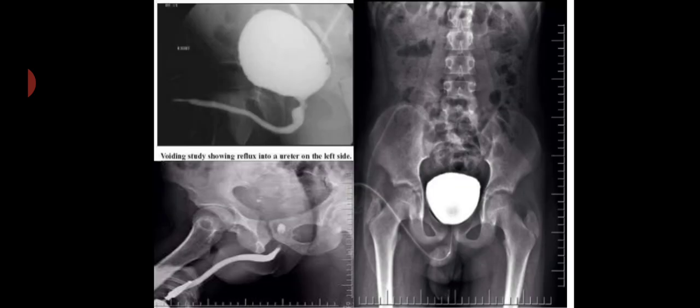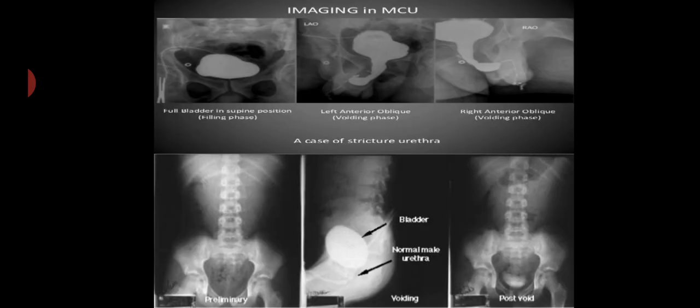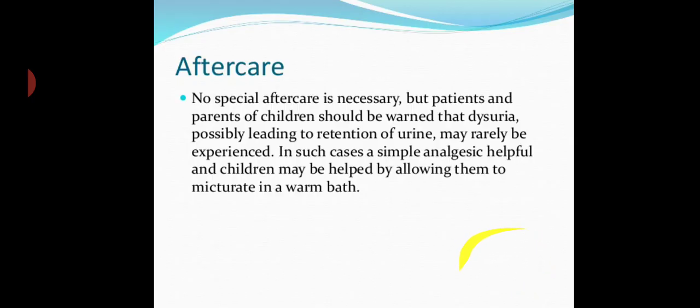Here are some examples of MCU. Here a full bladder PA film is taken. Then there is bladder neck contracture which we can see in the MCU, and there is UTI. Films taken in MCU are lateral bladder, then lateral bladder staining when the catheter is removed, then lateral bladder during micturating. Here is full bladder in supine position in MCU, then left anterior oblique, right anterior oblique. This is the preliminary film, that is the scout film. Then here is the oblique film and the post void.